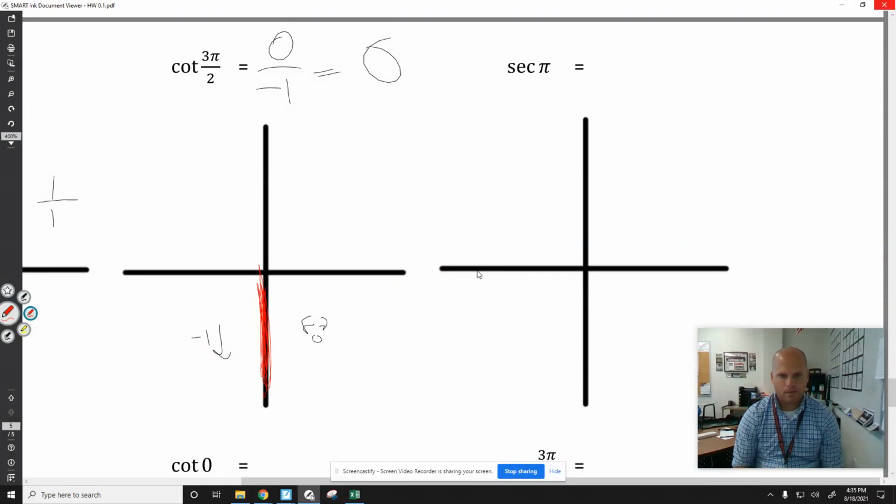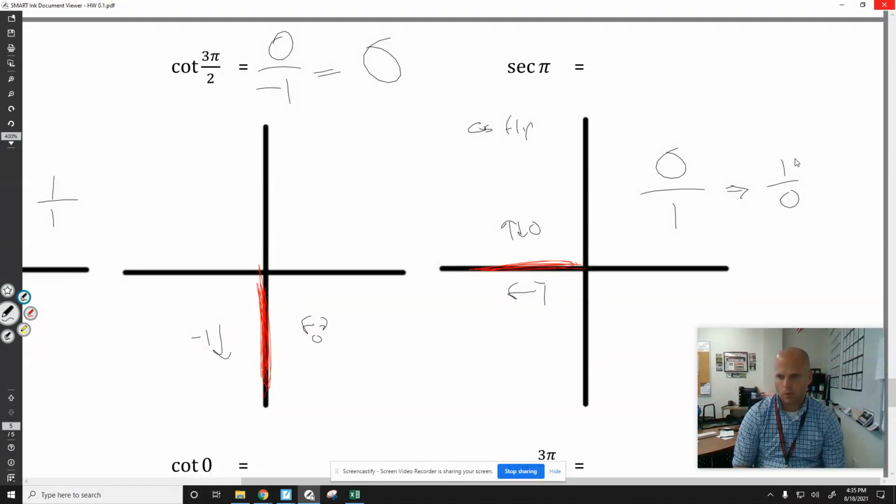Pi. Here. How do you get there? I go left 1. It's like -1. I don't go up or down at all. Secant. Cosine flip. Cosine 0. Flip 0. Is it 0? Let's see. I guess you can write this as 0 over 1. What happens if you flip that?